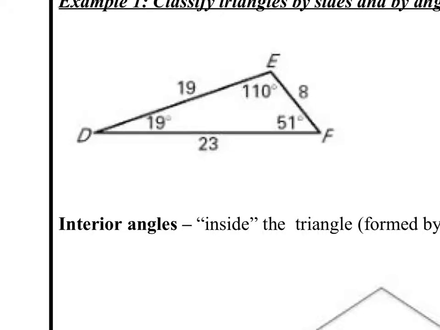So if you could please, let's think about the sides first. Our sides are 8, 19, and 23. Do we have any sides the same? No. Since they're all different, what do we call it? Scalene.